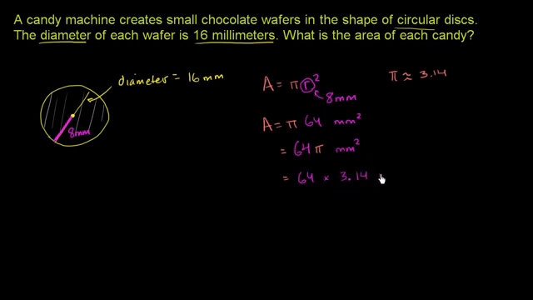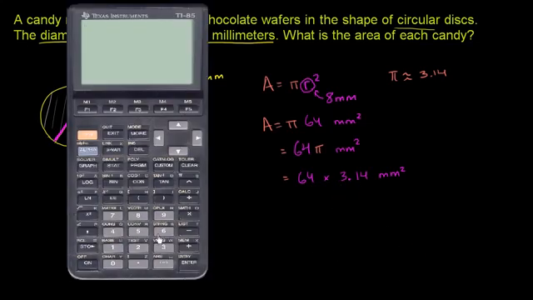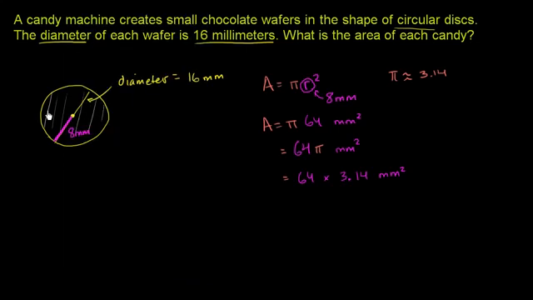So in that case, we could say that this is going to be equal to 64 times 3.14 millimeters squared. And we can get our calculator to figure out what this will be in decimal form. So we have 64 times 3.14 gives us 200.96. So we could say that the area is approximately equal to 200.96 square millimeters.